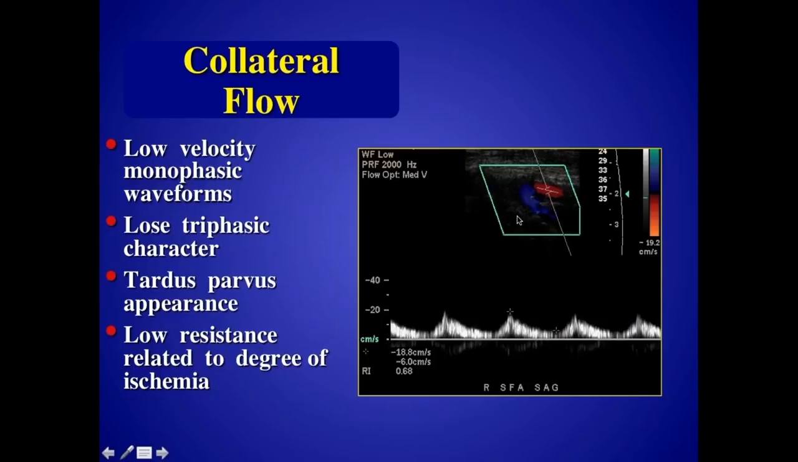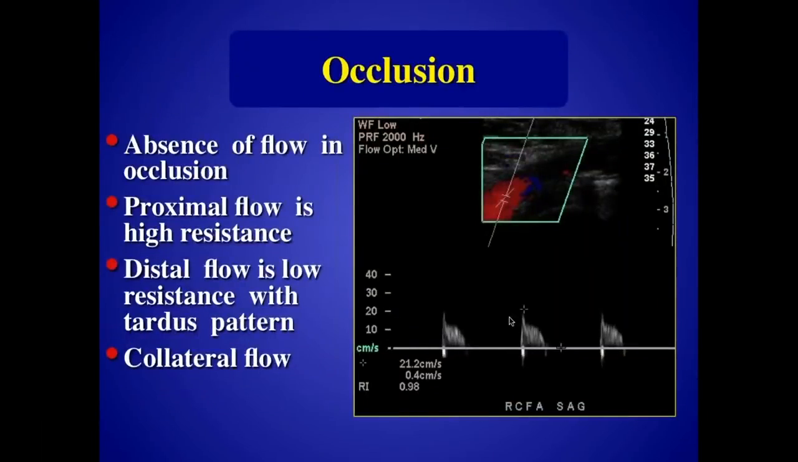And here we see low velocity waveforms with this very slow rise to peak systole. This is the classic tardus parvus waveform. And what this means is a very slow flow going in, velocity is low, slow rise to peak systole, telling us there is an inflow lesion.